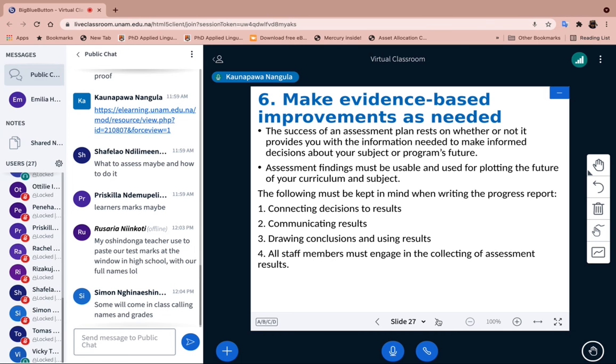All right, so this is what you have to think about. It should be used to make some sort of changes. All right, and then the following must be kept in mind when writing the progress report. Okay, and number 1, the first thing that you have to keep in mind is connecting decisions to results. So you are deciding: with these results that I have gotten here of the learners, what decision can I make?